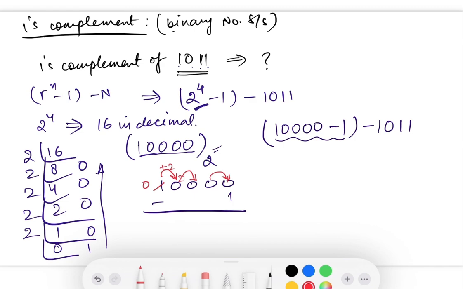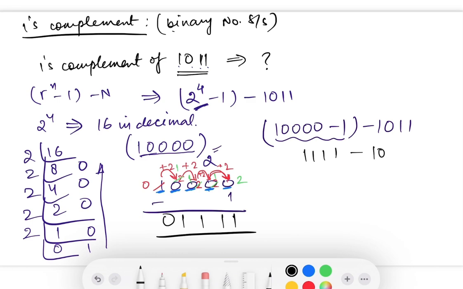So this 2 will become 1 and here it will be plus 2. This will become 2. Now this 2 will give borrow, and this 2 will be 1, and this 2 will give borrow to this plus 2. So here it will be 2, this will be 1 and finally this will be 2. 2 minus 1 is 1. Here it is 1, 1, 1 and this is 0. So 1 followed by 4 zeros minus 1 is 4 ones minus 1011.